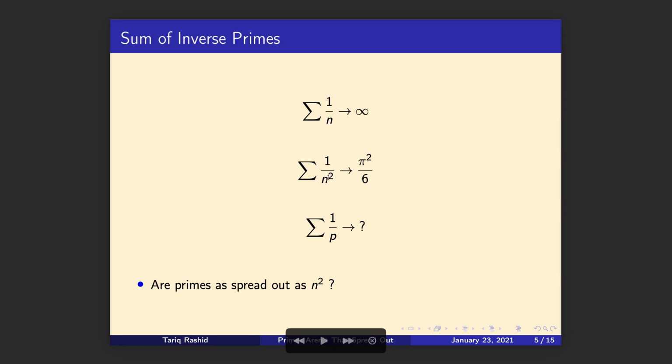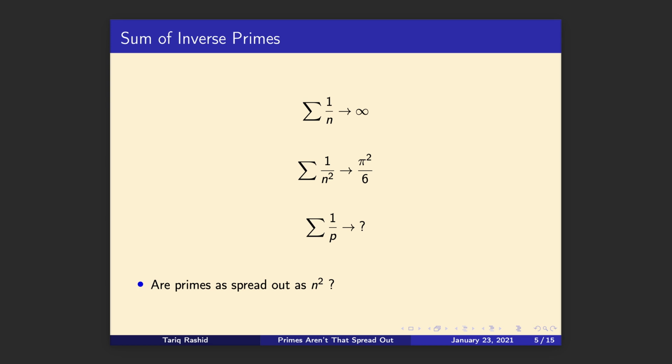That tells us that the normal numbers, counting numbers, aren't sufficiently spread out. The next result tells us that the squared numbers 1, 4, 9, 16, 25 and so on thin out so quickly that the sum of their inverses avoids divergence, actually converges. In fact, it converges to pi squared over 6, but that isn't actually important. The fact that it does converge is important.